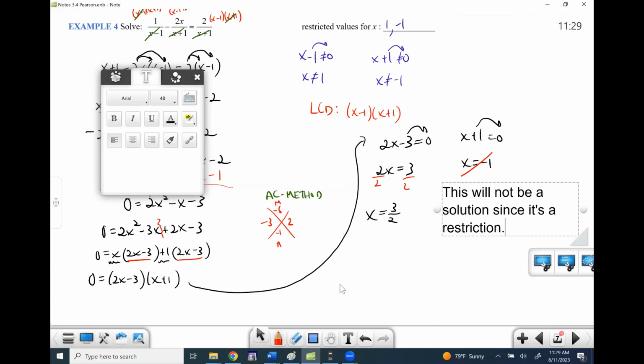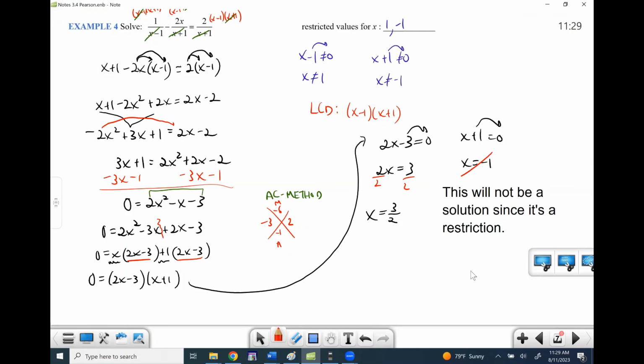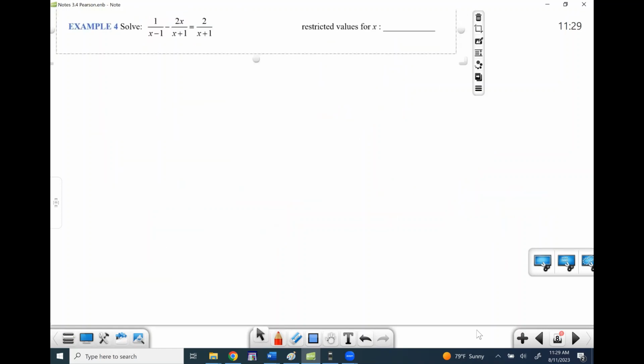All right, now we still have to go and check the 3 halves and make sure that 3 halves works, right? Okay, so I'm going to go ahead and just copy the original problem and go to the next slide. And let me check 3 halves. Okay, so we're going to go ahead and check 3 halves, right?